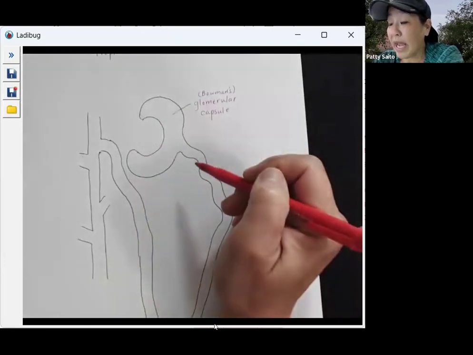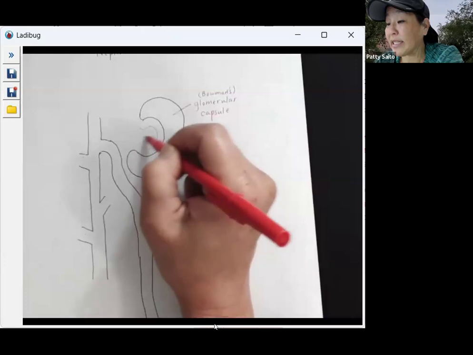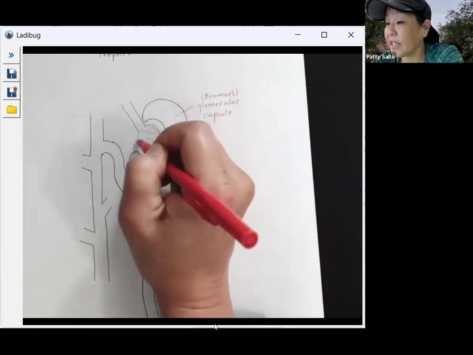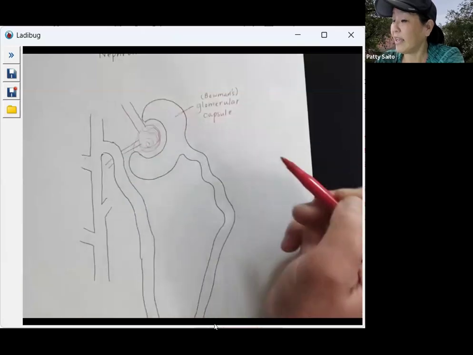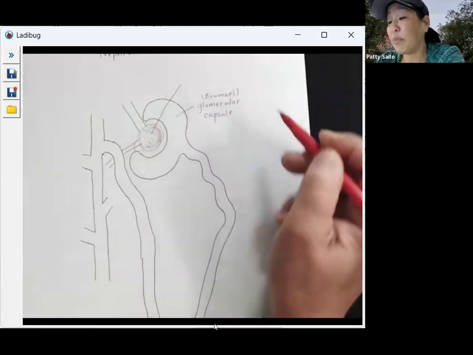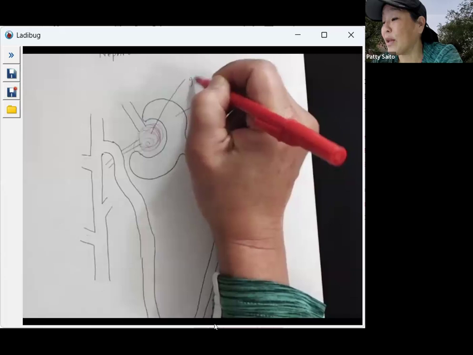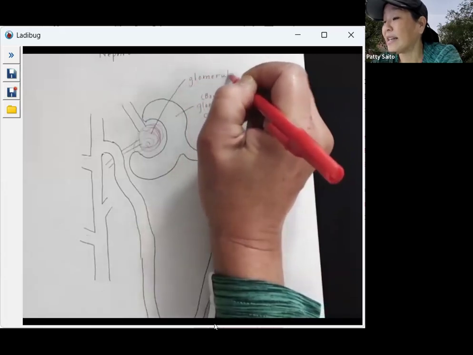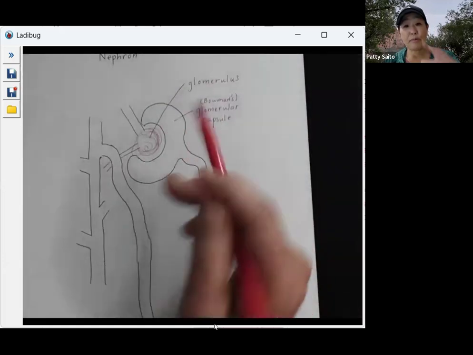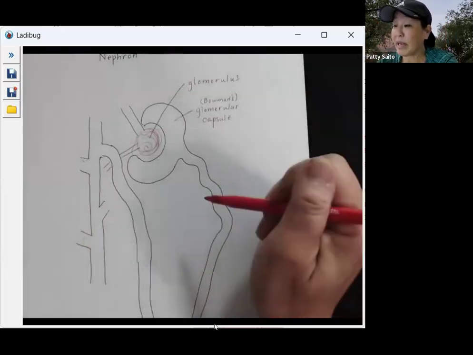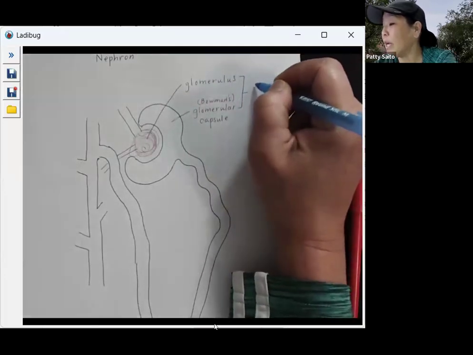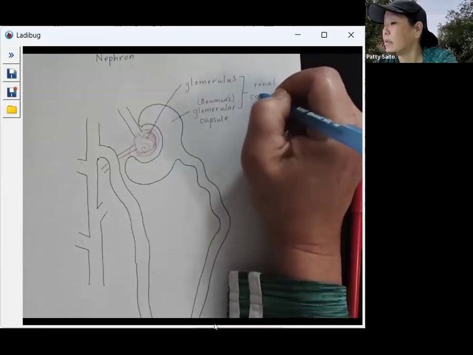Now, within the glomerular capsule, there are capillaries. I'm going to draw it like this, capillaries. And there is an arteriole leading in and an arteriole exiting. All right, this ball of capillaries, this ball, is called the glomerulus. The glomerulus really refers to a ball of capillaries, but there's another ball surrounding it called the glomerular capsule. Together, these two structures are called the renal corpuscle.